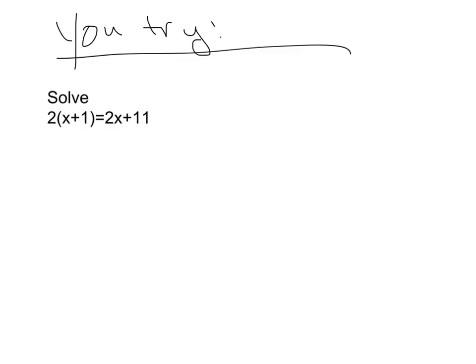Okay, now it's time for you to try. We're going to have 2 times the quantity x plus 1 equals 2x plus 11. And I want you to go ahead and solve this equation. The variables should cancel out. And then you need to determine, is it no solution or is it infinitely many solutions? And I'll see you tomorrow at school.